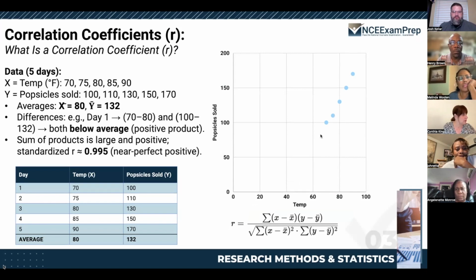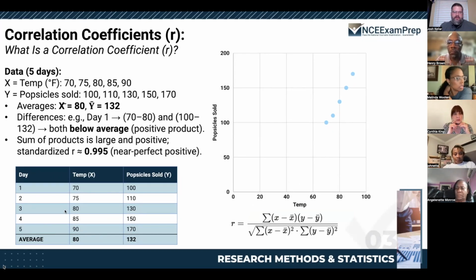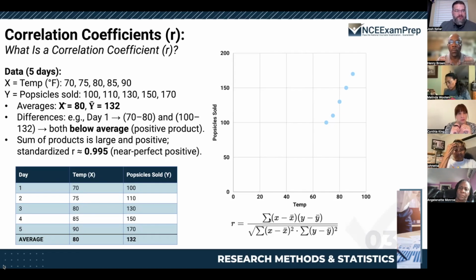And this is a plot of these data points. As the temperature increases, so do the popsicles that are being sold. Again, you don't have to figure all this out, but this is how we would arrive at this near perfect positive correlation coefficient that's very strong. Basically, we're looking at each of these data points, looking at the average, how each one compares to the average. We're running through this formula. You don't have to know that, but just know that there is a way.